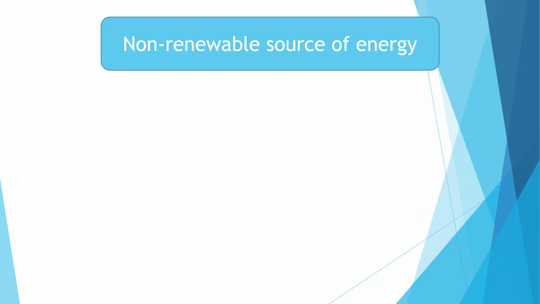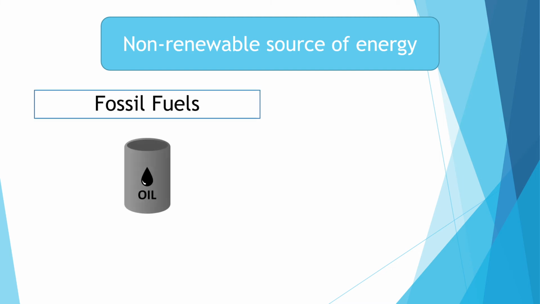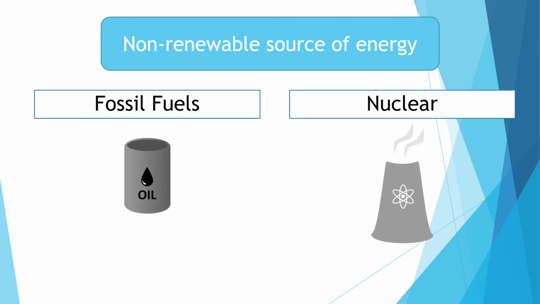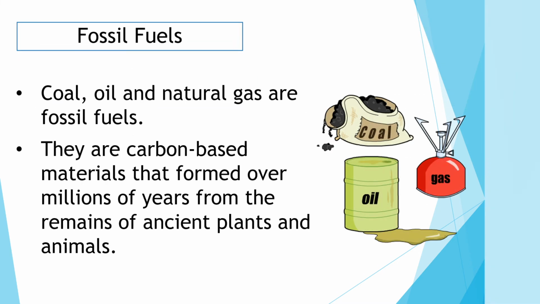Okay, now let's move on to non-renewable sources of energy. You just need to know two: fossil fuels and nuclear. You should know fossil fuels because that's the primary source of income for Brunei Darussalam. Fossil fuels are coal, oil and natural gas. They are carbon-based materials that are formed over millions of years from the remains of ancient plants and animals. So that's why this is a finite energy source. This is why you can run out, because it takes millions of years for fossil fuels to form.